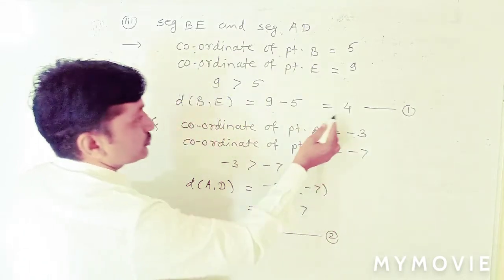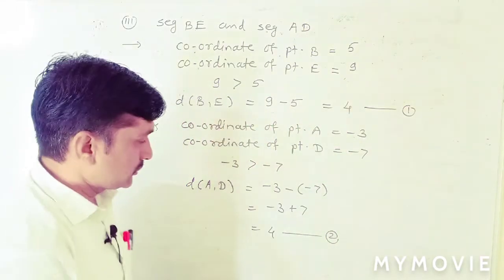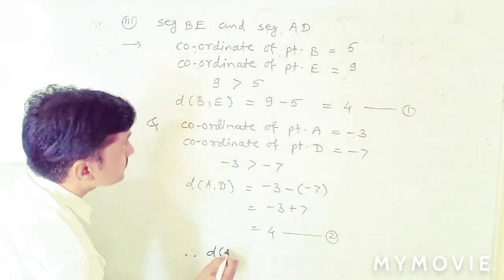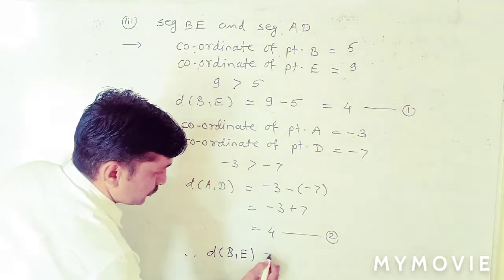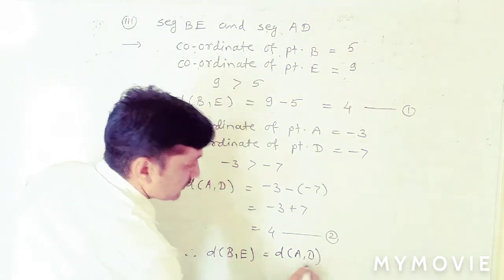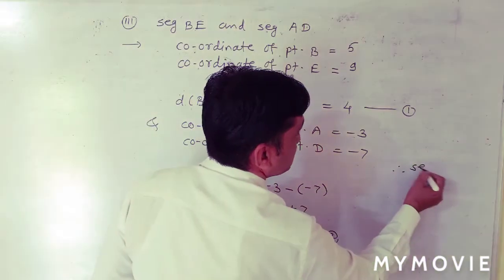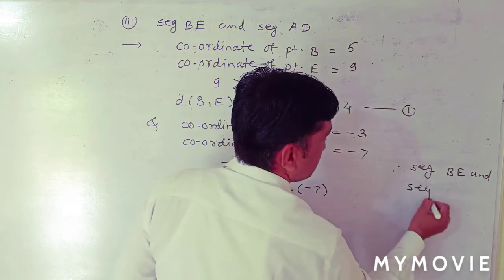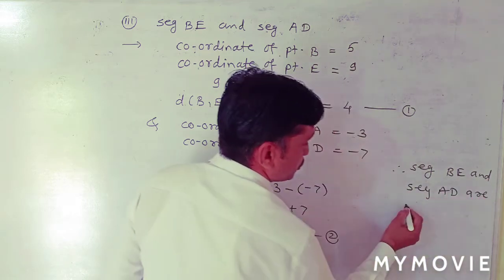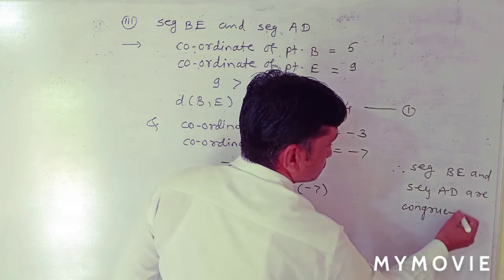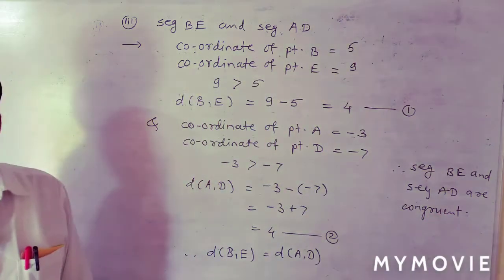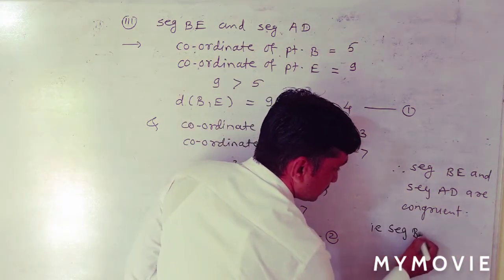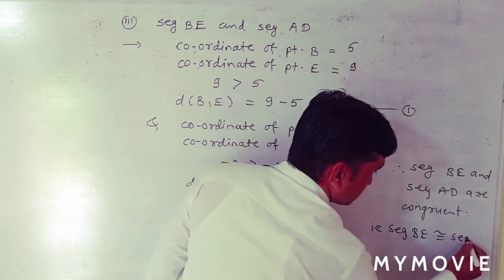Now here you see BE is 4 and AD is also 4. Both distances are equal. Therefore distance BE is equal to distance AD, and therefore we can say seg BE and seg AD are congruent. Symbolically we can write seg BE is congruent to seg AD.